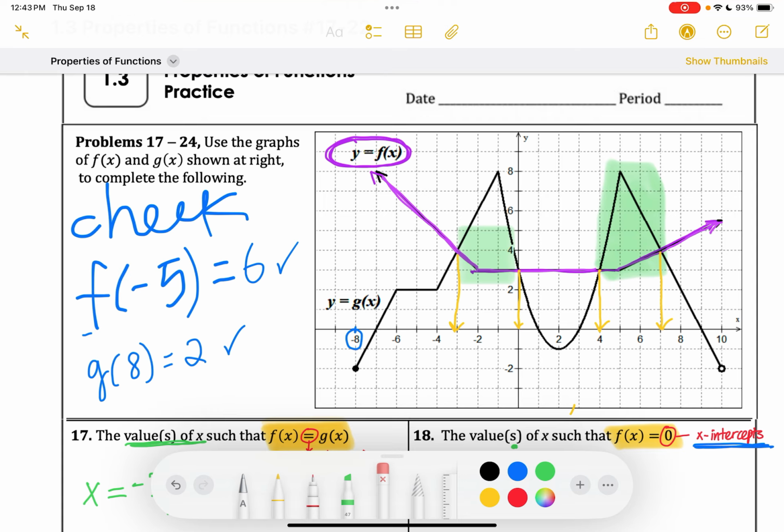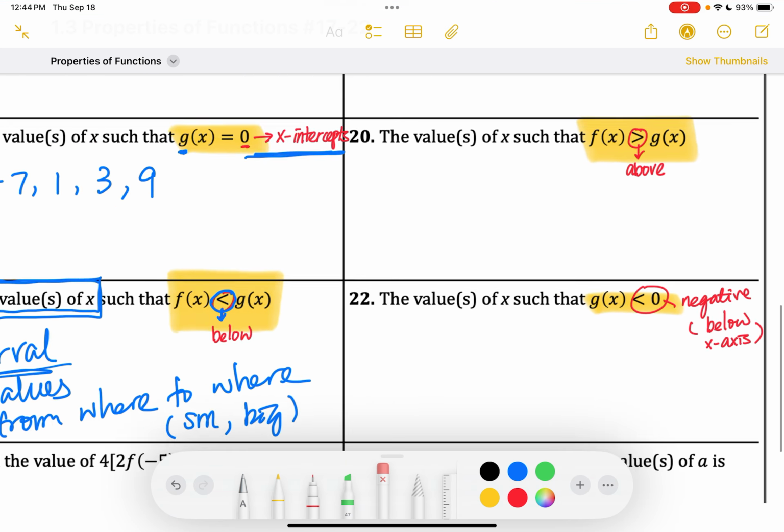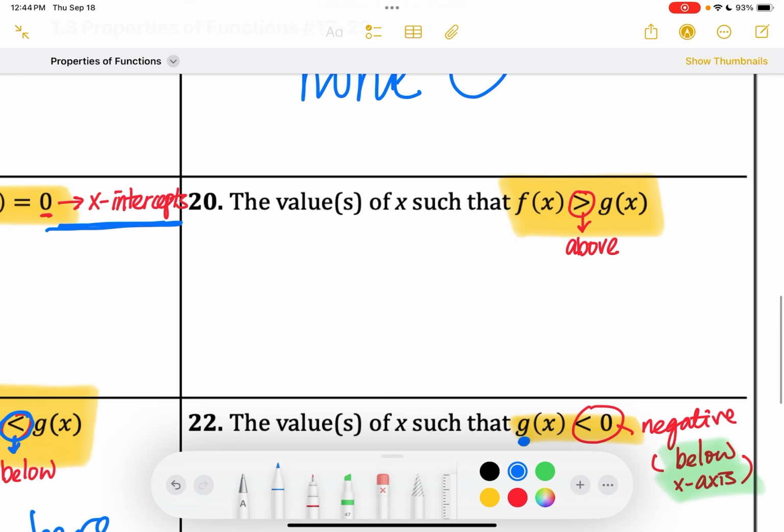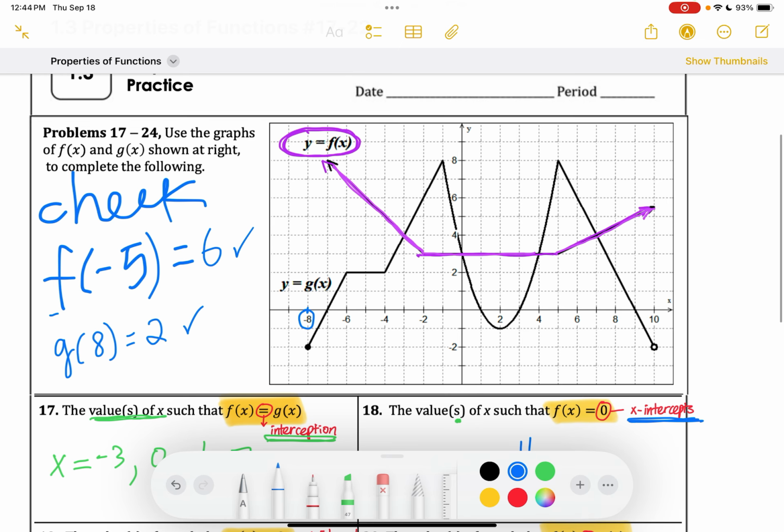What does number 22 tell us? Number 22 tells us to figure out where the function g of x is less than 0. In class, we mentioned that less than 0 means my y value is negative, aka from the picture, below the x-axis, okay? Now, activate our good ego eye. This time we are looking for the g function, so when we look at the picture, I am going to look for the black line.